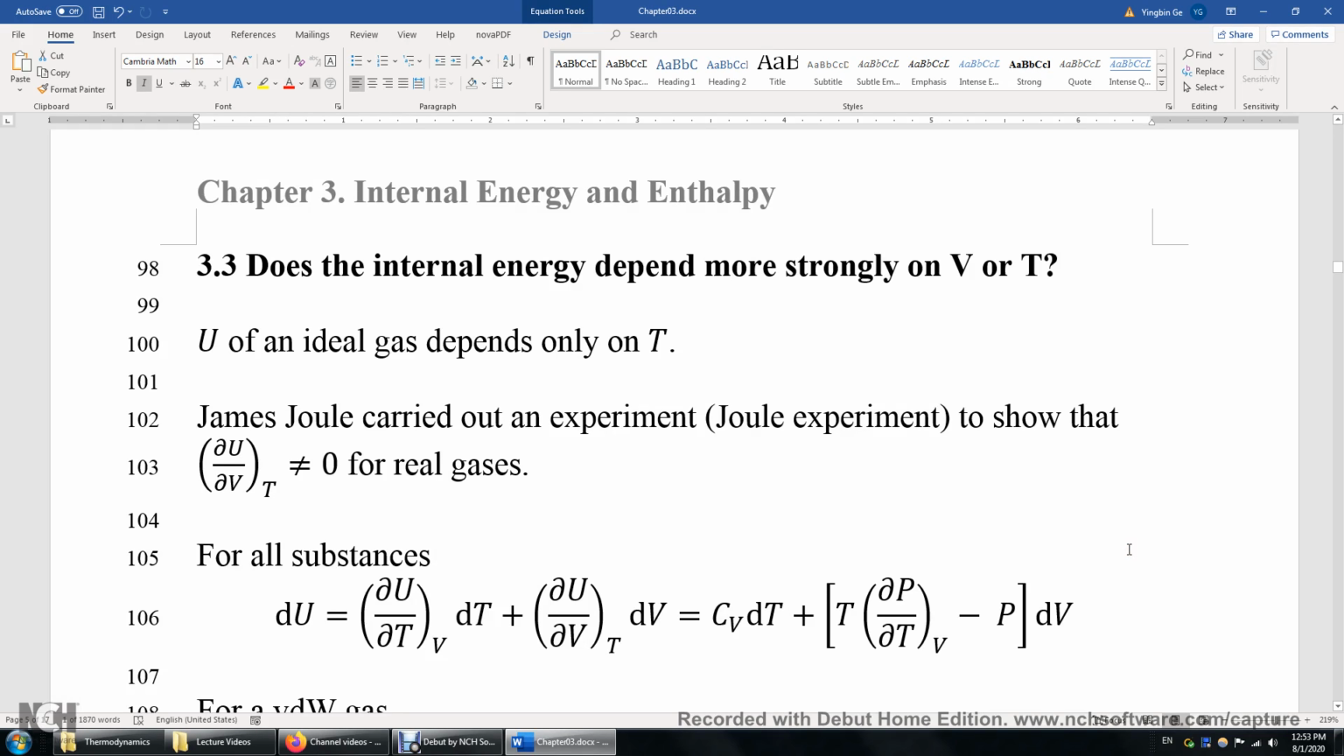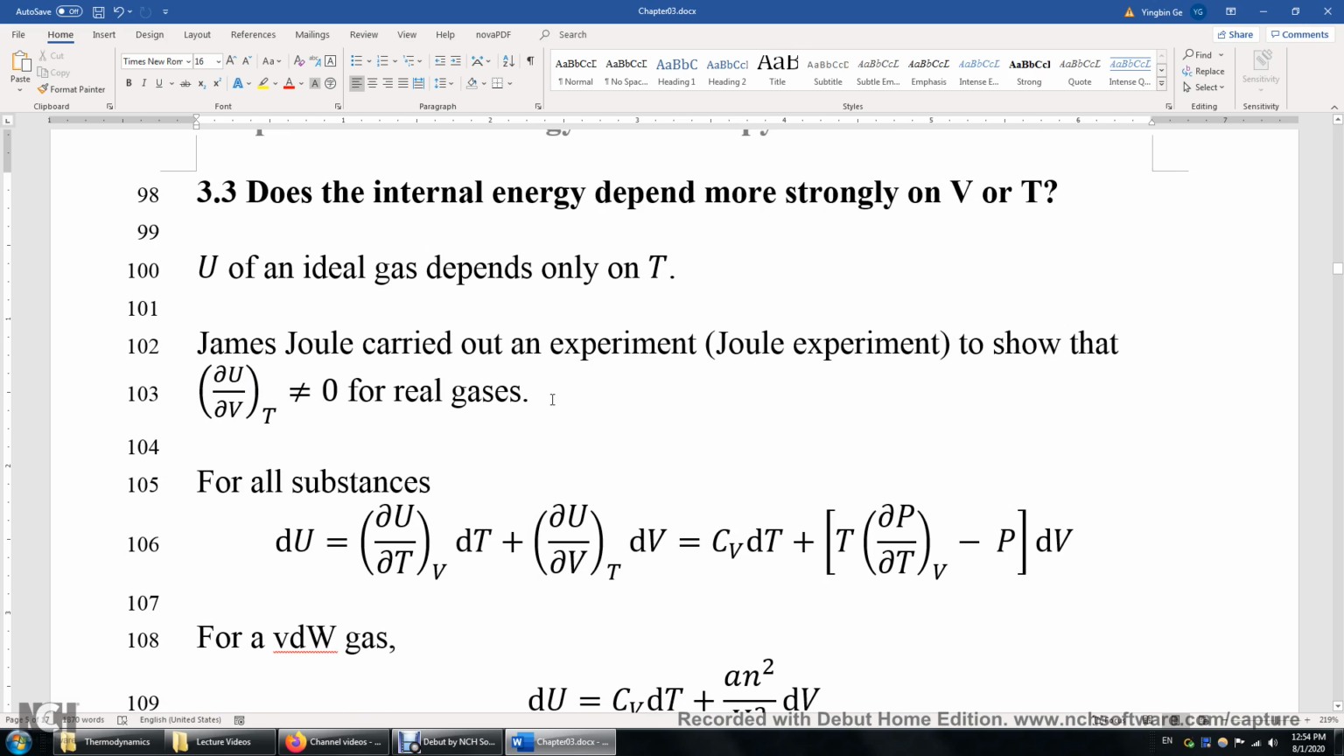Does the internal energy depend more strongly on volume or temperature? For ideal gases, the internal energy U only depends on temperature. It does not depend on volume at all. However, for real gases, James Joule showed that internal energy does depend on volume. ∂U/∂V is non-zero for real gases, but this is fairly small.